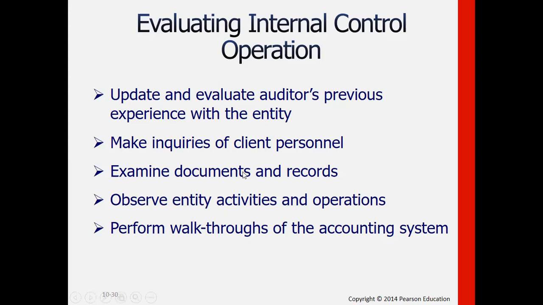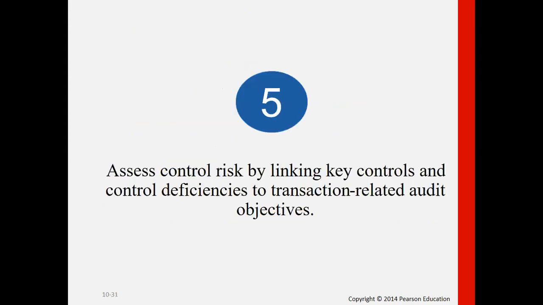And the 5th one is to perform walkthroughs of the accounting system. We are going to act as if we are part of the client, part of the system, and then we are going to do the procedures and check if ICs are working effectively and efficiently. Then the 5th objective is to assess control risk by linking key controls and control deficiencies to transaction-related audit objectives. So remember our management representations or assertions by the management with respect to the transactions. So we have to know the controls that are available and should be available, and the deficiencies, so the reasons that these controls are not working.